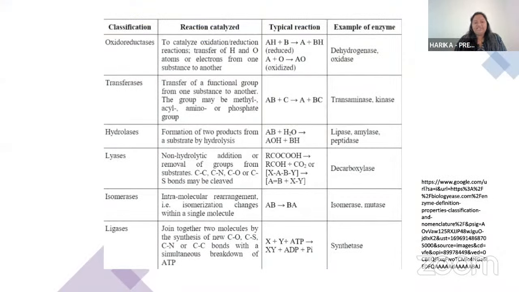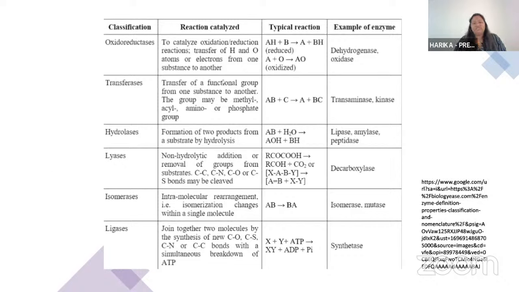So here is the classification. It is classified into six parts. Okay, first is oxidoreductases. What do oxidoreductases do? They catalyze the oxidation as well as the reduction reactions, and they transfer hydrogen and oxygen atoms or electrons from one substance to another.